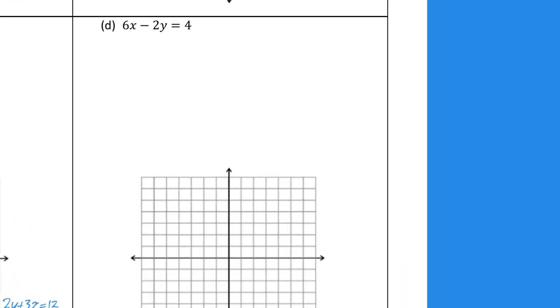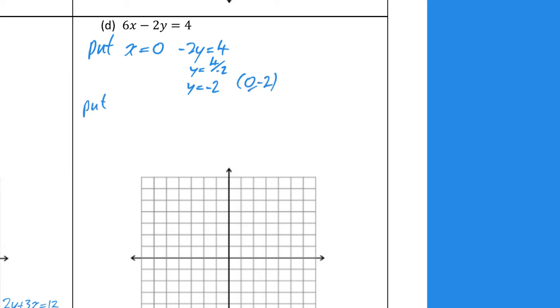Okay, so first one, I'm just going to set it out a wee bit differently, maybe that's in the notes. Put x equal to 0. 6 times 0 is 0. Then you're just left with minus 2y is equal to 4, which means y is equal to 4 divided by minus 2. So y is equal to minus 2. So you've got (0, -2) as one of your points.